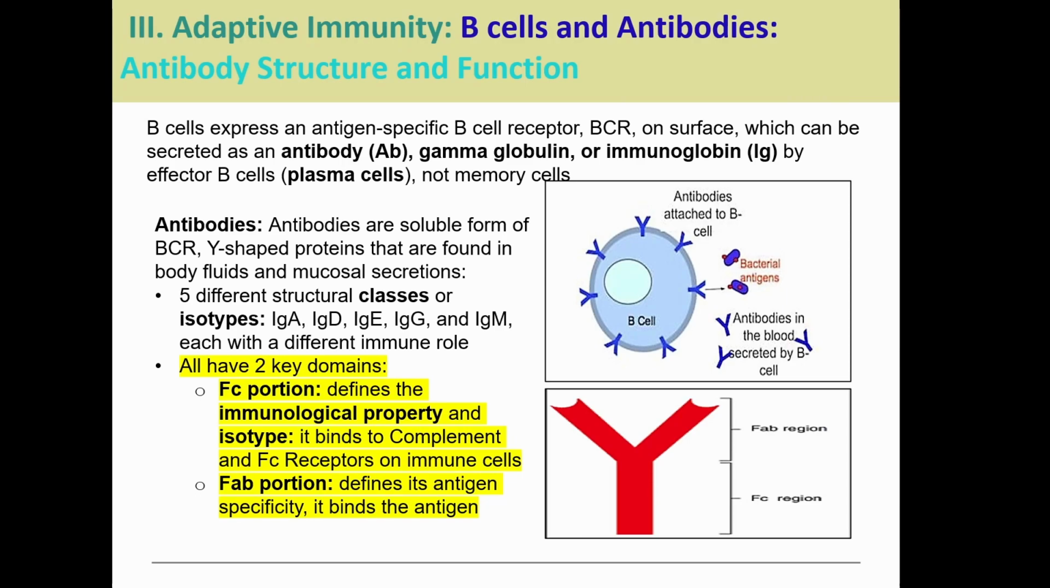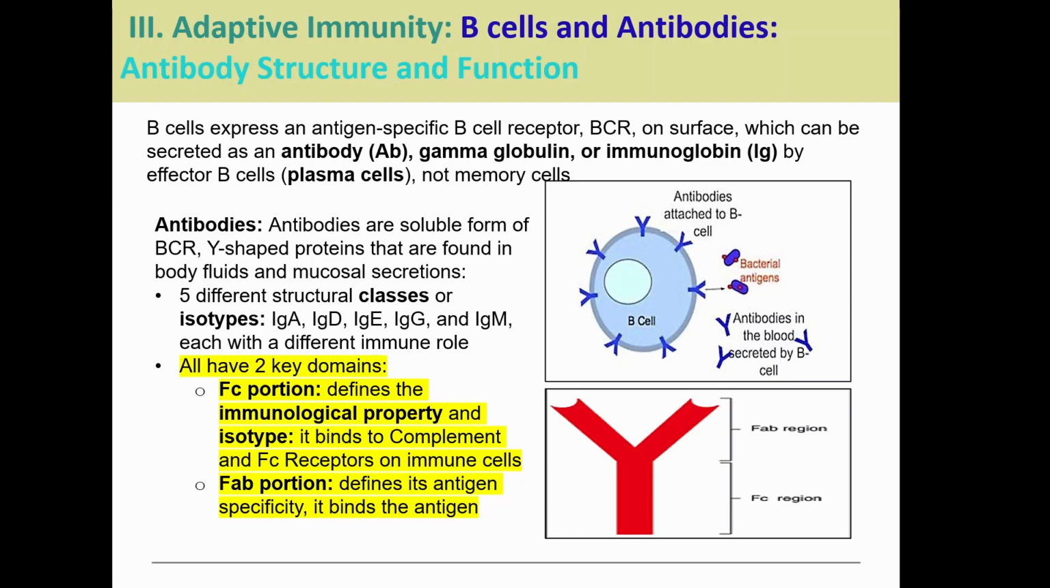So what's an antibody? What's the whole part, like what is an antibody? What does it look like? All that. So we know our B cells have this B cell receptor on the surface that is specific to a certain antigen. And we can send these receptors out free floating in the form of an antibody. They're antibodies, they're gamma globulins, immunoglobulins, right? These are sent out by the effector cells, the plasma cells, not the memory cells.